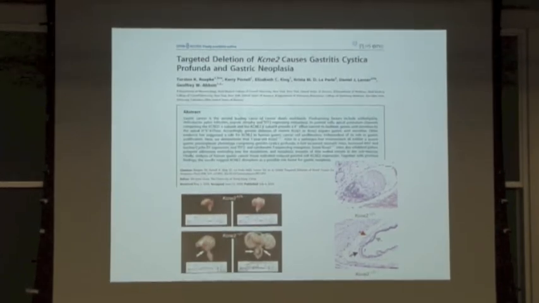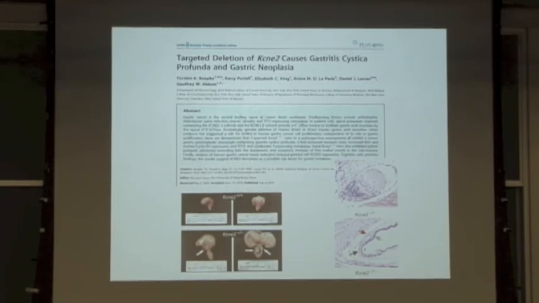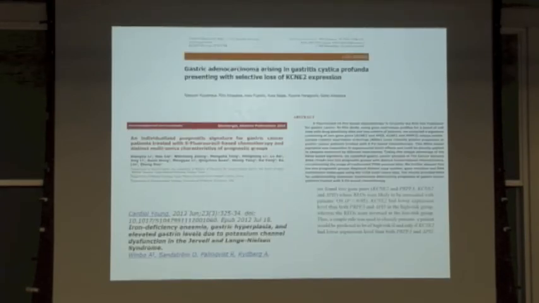We had a lot of trouble getting this published. None of the cancer journals wanted to know. And then more recently, a Japanese group found gastric adenocarcinomas in people arising in gastritis cystica profunda patients, present with selective loss of Casein II expression. So they look at the cysts, and the cysts just lose Casein II expression. So it looks like Casein II is definitely involved.